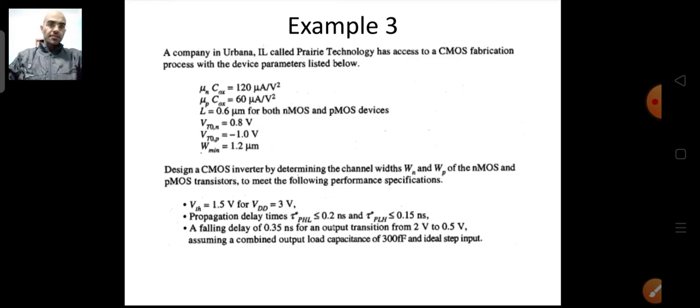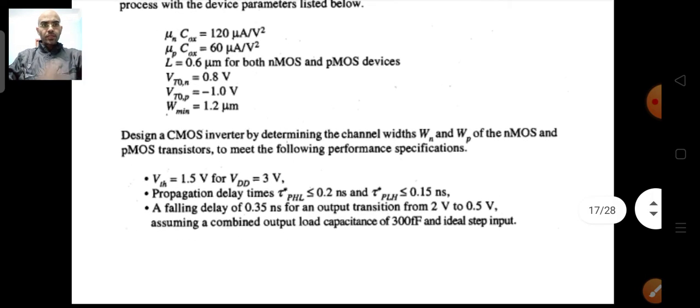The problem says to design a CMOS inverter by determining the channel widths WN and WP of the NMOS and PMOS transistors to meet the following performance specifications. So basically we have to find the width of the NMOS and the width of the PMOS. Length we will assume we keep at the minimum. The design constraints are given and we have to meet these constraints.